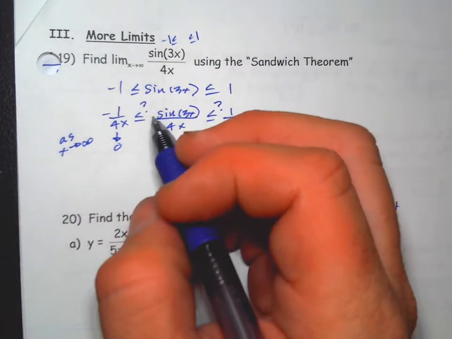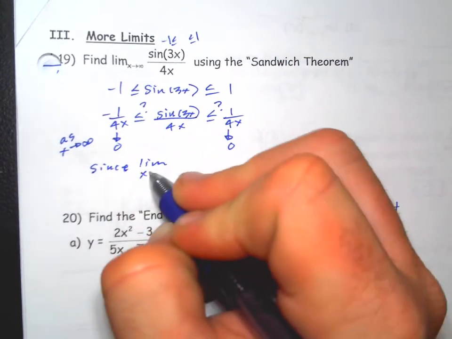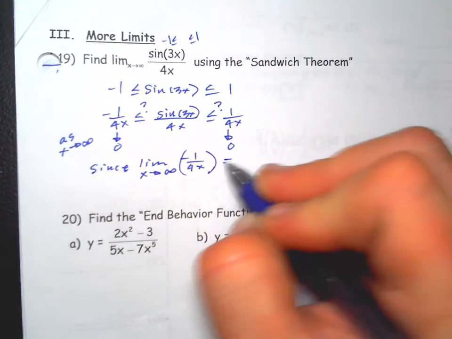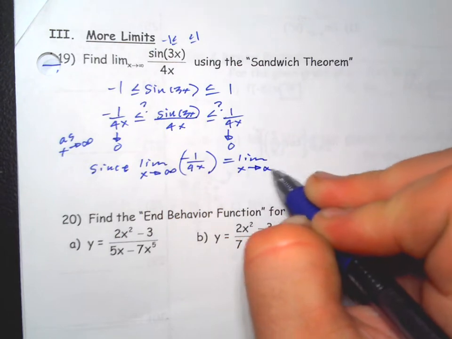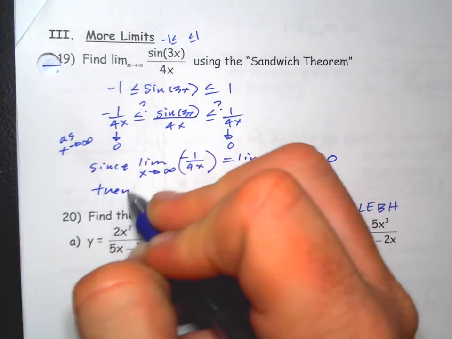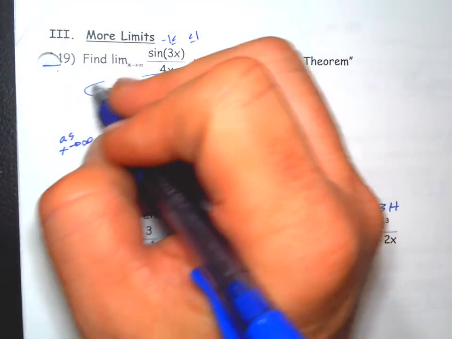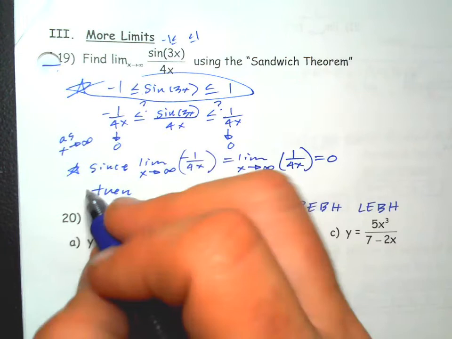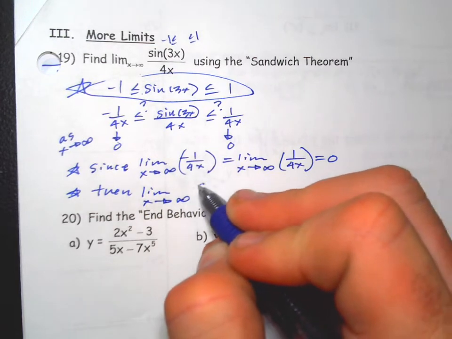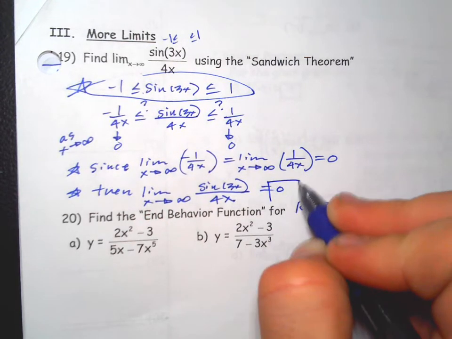So this is what I want you to write. Since the limit as x goes to infinity of negative 1 over 4x equals the limit as x goes to infinity of positive 1 over 4x, and both equal 0, then, now you have to have this also with this. So it starts with this, and then this is the next technical thing: the limit as x approaches infinity of sine of 3x over 4x equals 0. Okay.